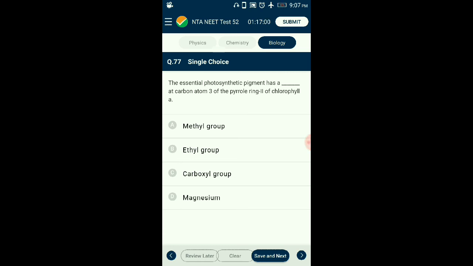Magnesium is present in the center of the ring, whereas the methyl group is attached to its side chain, which is replaced by an aldehyde group in chlorophyll B. So the answer is option A, methyl group.